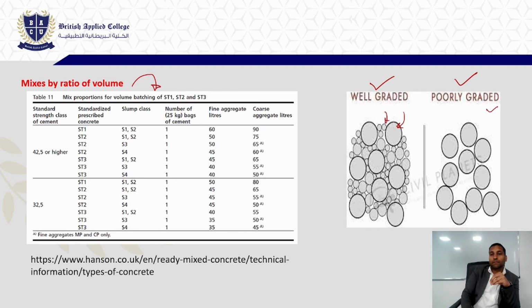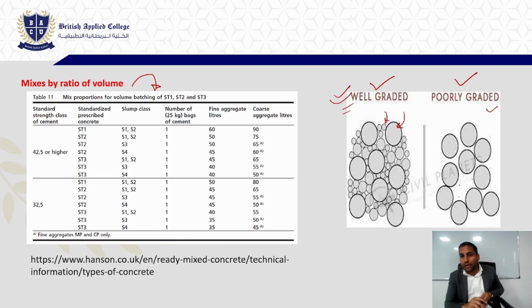Now we prefer well graded over poorly graded. We need all types of particles, small size, larger size, so that it can be well graded, so that there is no empty space, there are no voids in the concrete. Voids will result in lesser strength and your building might collapse. So that we are trying to avoid.